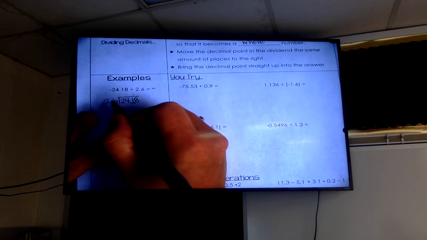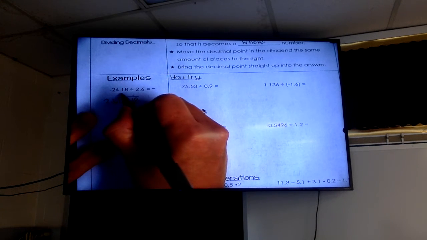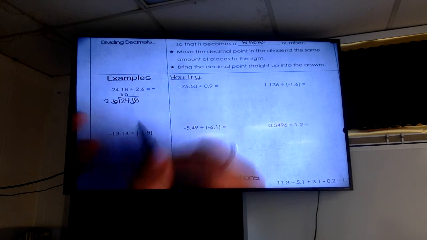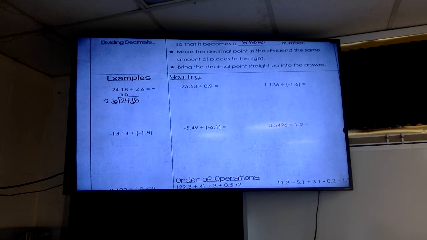So now I'm going to divide. 26 cannot go into 2. It cannot go into 24. But it does go into 241. So we need to figure this out. 26 is pretty close to 25, and I'm really good at counting by 25s. That's like counting by quarters. So if I count by 25s, I have 25, 50, 75, 100, 125, 150, 175, 200, so that's 8 times.